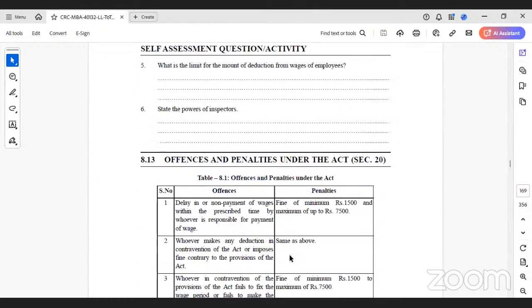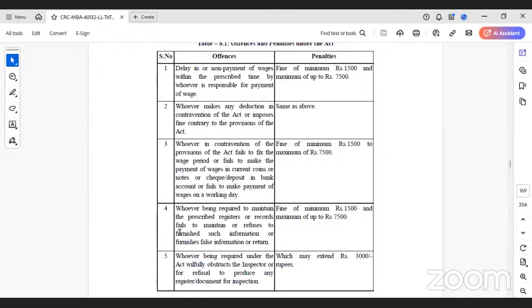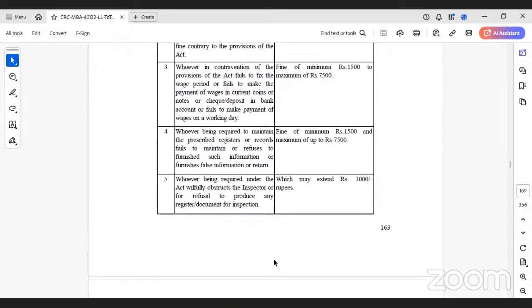And these are the offences and penalties under the Act. For delay in or non-payment of the wages within the prescribed time, the minimum fine is 1,500 and the maximum is 7,500. Where there is any deduction in contravention, the same fine is applicable, 1,500 minimum and 7,500 maximum. For any contravention of the provisions of the Act on the wage period, the same fine. And whoever is required to maintain the prescribed registers and has not maintained them properly, the minimum amount is 1,500 and the maximum is 7,500.